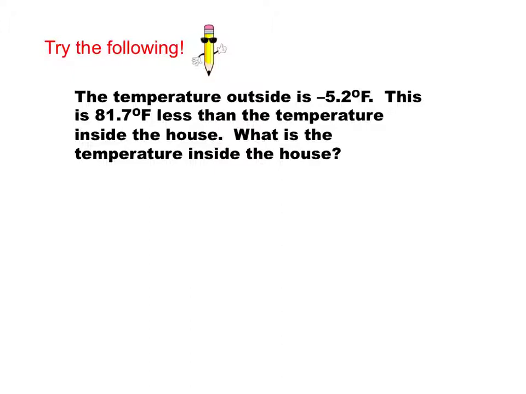Go ahead and pause the video and try this following problem. It's a one-step equation. The temperature outside is negative 5.2 degrees Fahrenheit. This is 81.7 degrees Fahrenheit less than the temperature inside the house. What is the temperature inside the house? If we're going to set this up as a one-step equation, here's our temperature inside the house. That's the unknown. The temperature outside is negative 5.2 degrees, which is 81.7 degrees less than the temperature inside. So I'm going to subtract 81.7 degrees, and that would give me my negative 5.2.